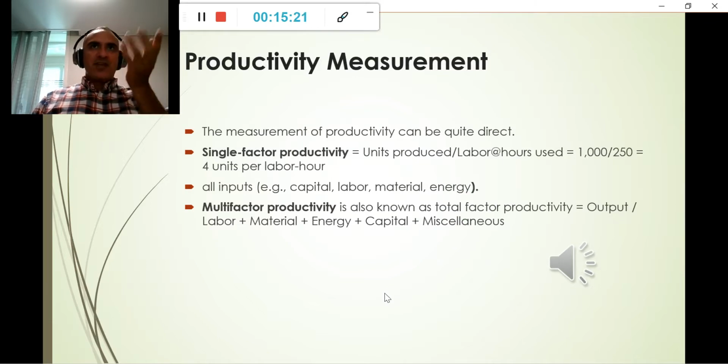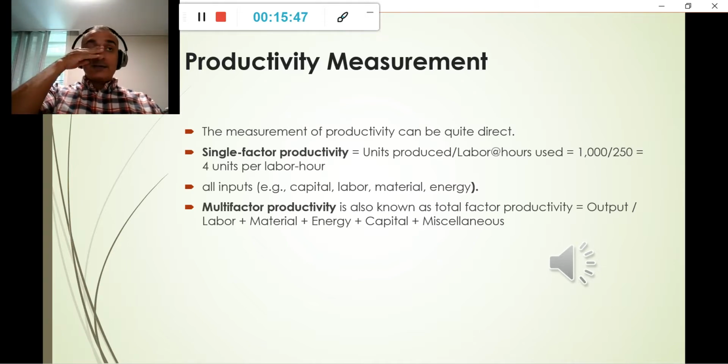So, productivity measurement, how do we measure it? There's single factor productivity, which is the units produced divided by the labor hours, but that is a very simple one, which mostly in the industry we never do. Mostly what we do is multi-factor productivity, where we measure the labor, material, energy, capital, and any other things that cost us to produce a certain thing, because in the end we calculate this to give a final price to the final product, right?